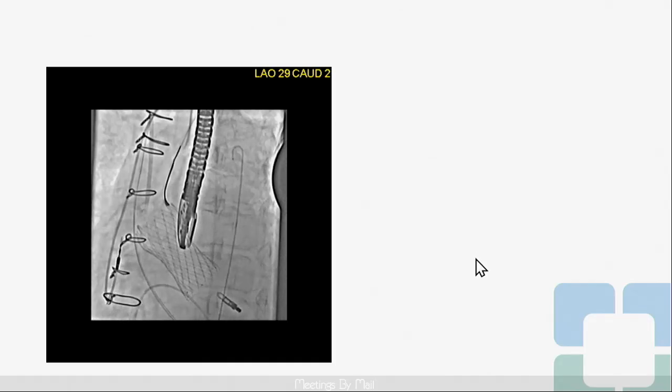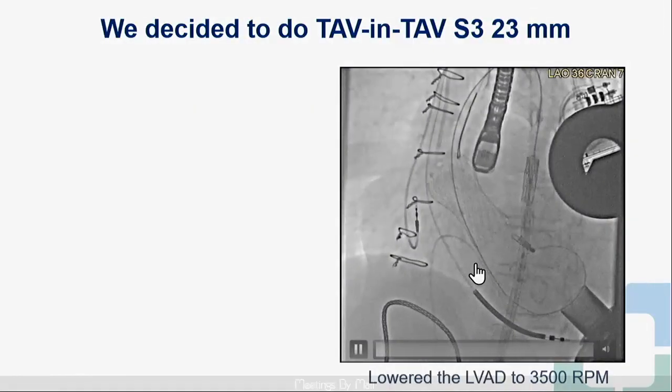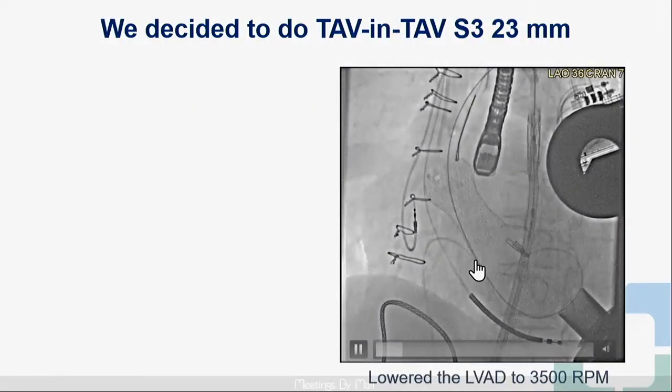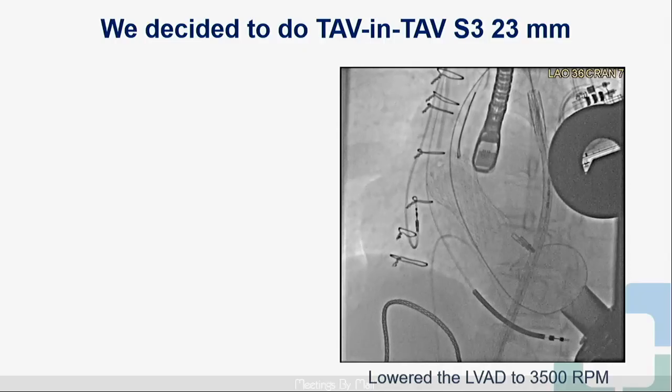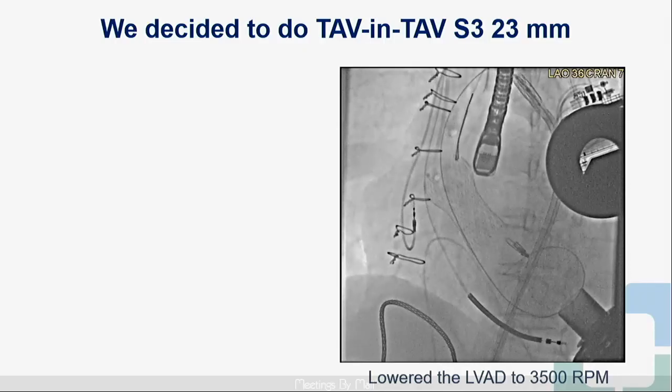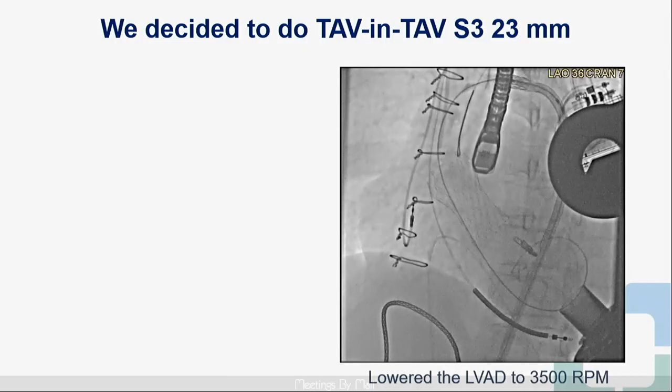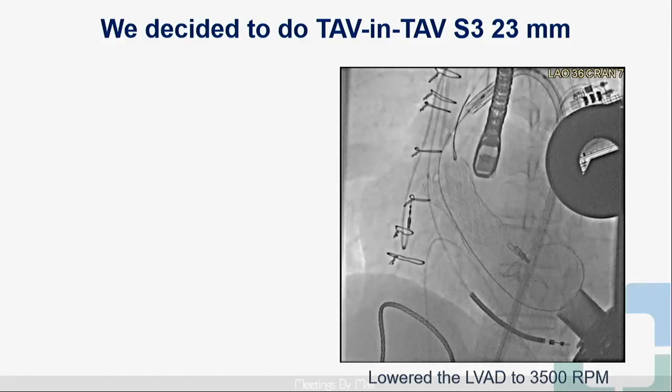This thing is not moving. The problem here is that there is no anchor to that valve. Keep going. It's not letting me go. Click. Yeah. All right. So we slowly advance a Sapien 3, 23 millimeter, based on our CT sizing, and we drop the speed again.